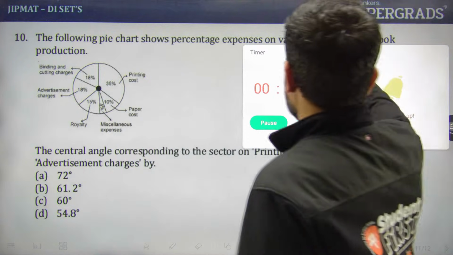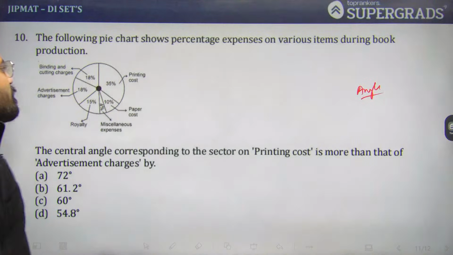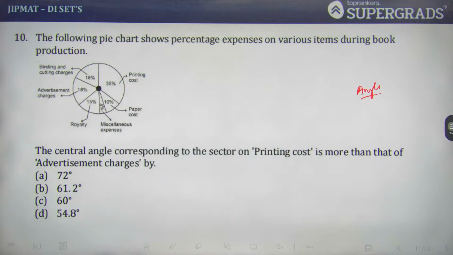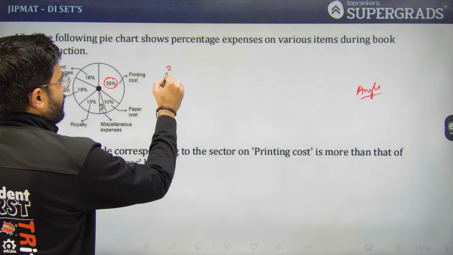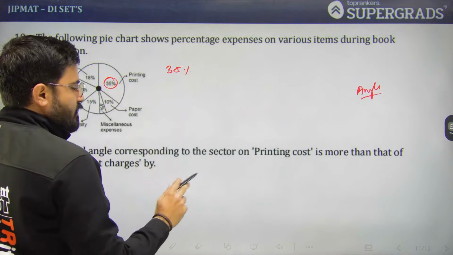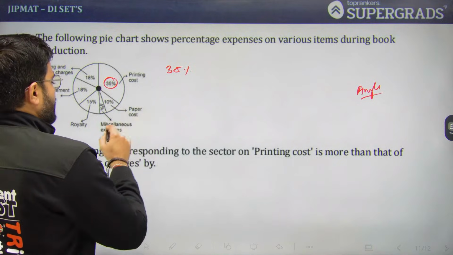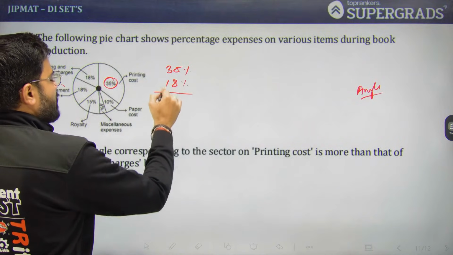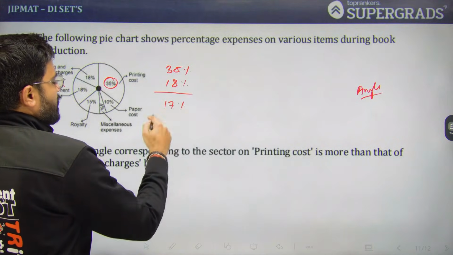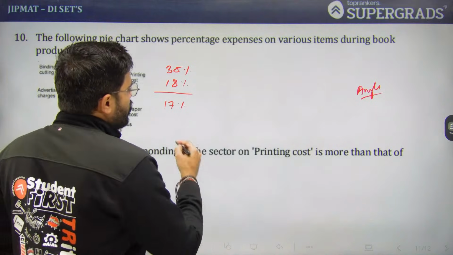Let's do this. So the following pie chart shows the percentage expenses on various items during book production, and the central angle corresponding to the sector on printing cost. Printing cost is how much? 35%. Is more than that of advertisement charges. What are advertisement charges? 18%. What is the difference between these two? It is 17%. How do we convert percent to angle?